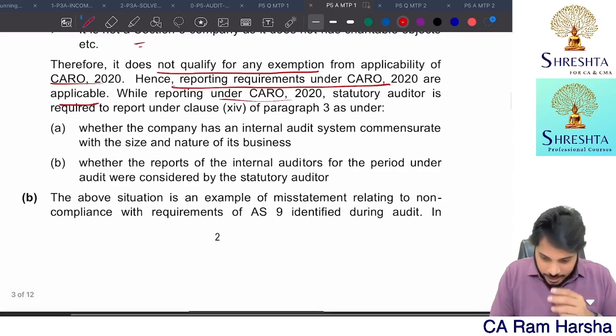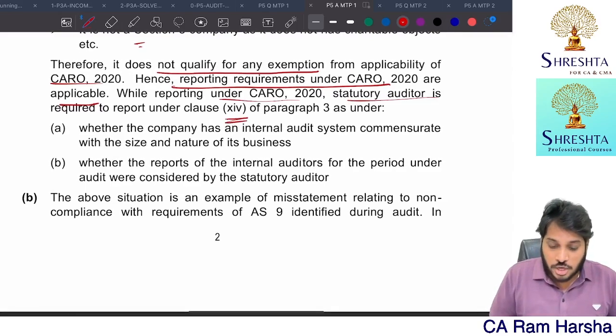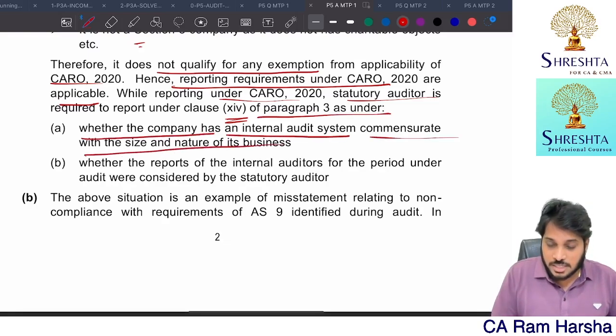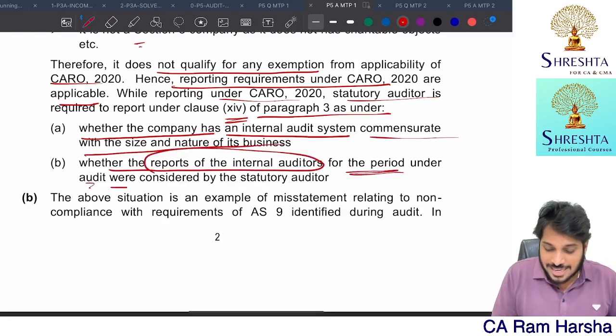While reporting under CARO, the statutory auditor under clause number 14 of paragraph 3 must report whether the company has an internal audit system commensurate with the size and nature of the business, and whether reports of the internal auditor for the period under audit were considered by the statutory auditor. That's it. Next.